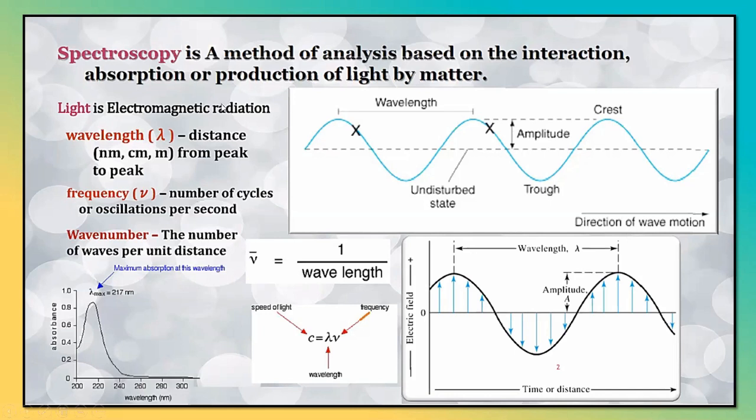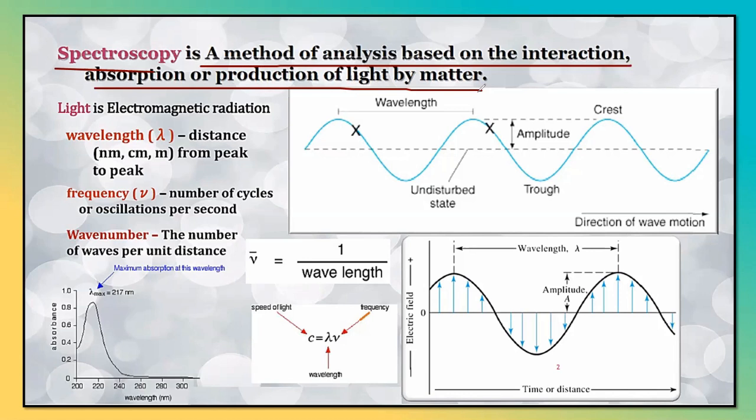As you can see, it is clearly written that spectroscopy is a method of analysis based on the interaction of absorption or production of light by matter. Production of light by matter is emission of light, and the other is absorption of light. Whenever light is absorbed or emitted by matter, the phenomenon is called spectroscopy. Now the question arises: what is light?